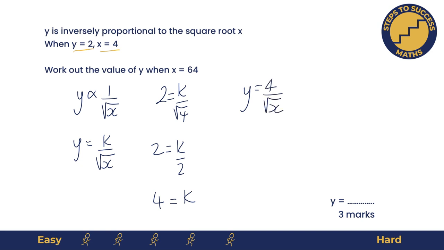And now we know that x is 64. Y is equal to 4 over root 64, which is 4 over 8, which is a half. But because the square root of 64 could also be negative 8, we could also have y equals 4 over negative 8, which is negative a half.